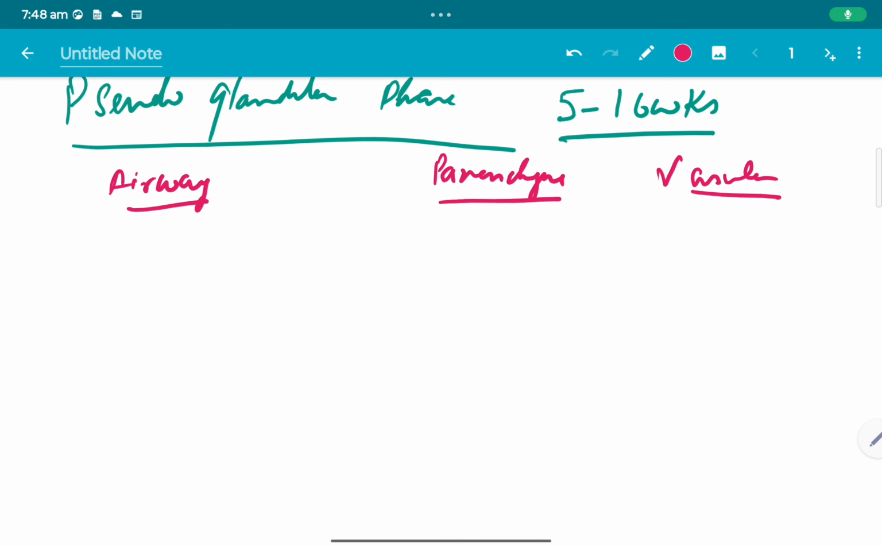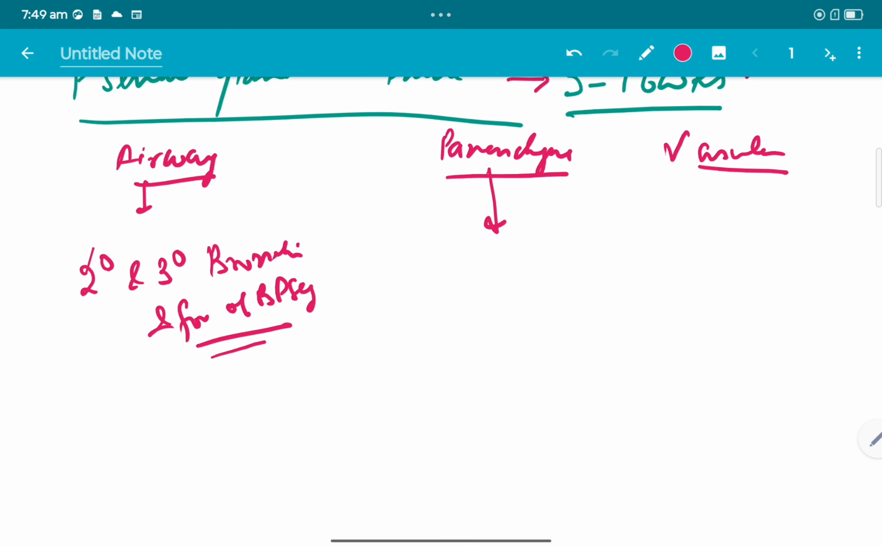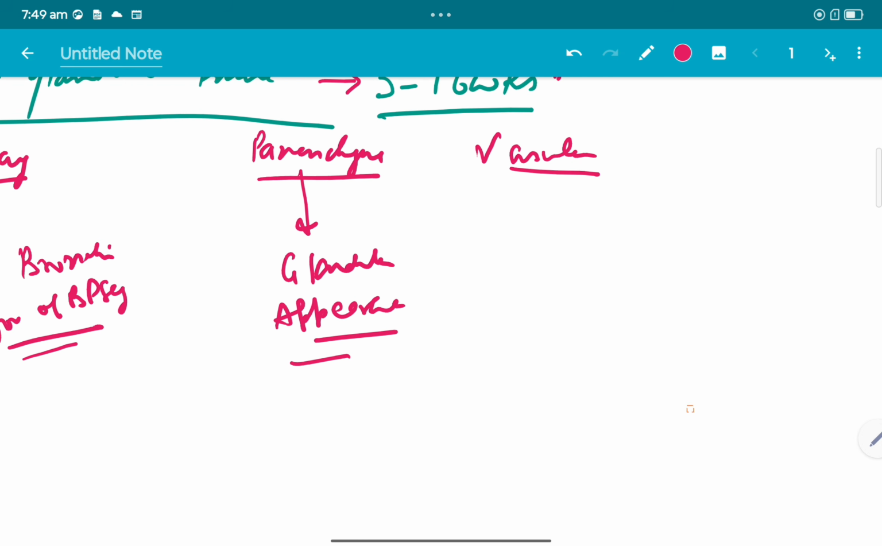This is the second phase, which is called as pseudoglandular phase. It occurs from 5 to 16 weeks of gestational period. In the airway system, there is formation of secondary and tertiary bronchi and formation of bronchopulmonary segments. In parenchyma, there is formation of glandular appearance and differentiation of mesenchymal cells occur in the vascular phase.